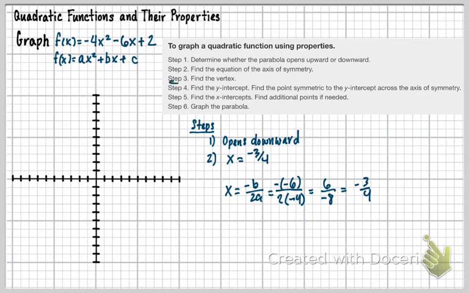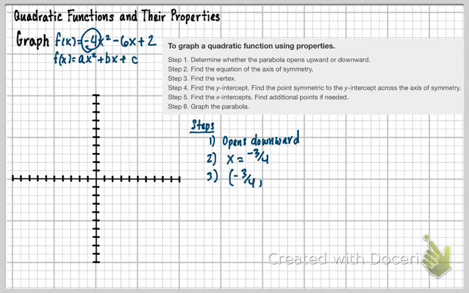Now, step 3 says find the vertex, and we already did half of the work because we found the x value of the vertex. So 3, we have our x value, which is -3/4, comma, because think about this, if we're going to find the vertex, it's an ordered pair. So now we have to find the y value. To find the y value, we'd have to plug this in for the x into the original function, and then we can get the y value when we plug in -3/4 for x.